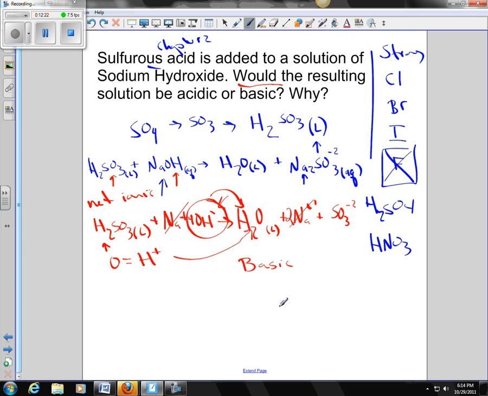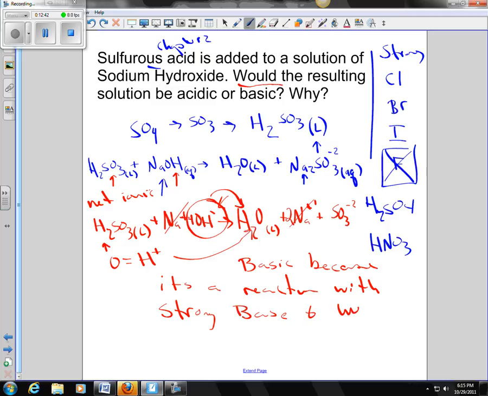Now, the only real explanation that you need for this is that it's basic because it's a reaction with a strong base and a weak acid. There is way more confusing math that we will learn how to do to find out exactly what that would be. But just in general, the strong base must be stronger than the weak acid, so we will end basic.